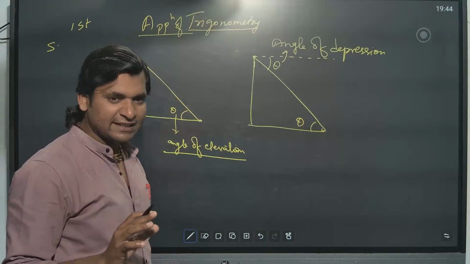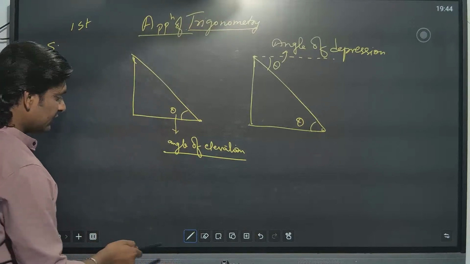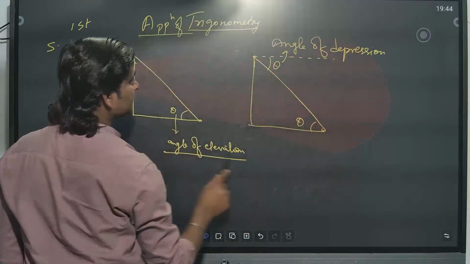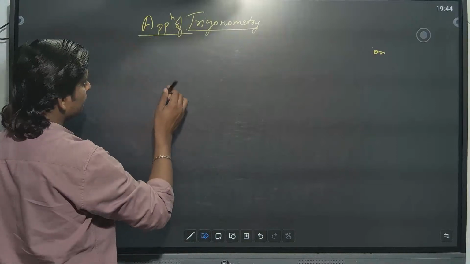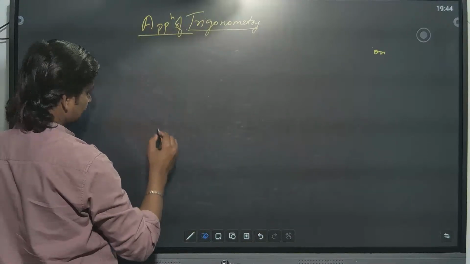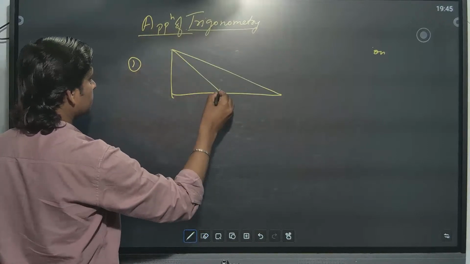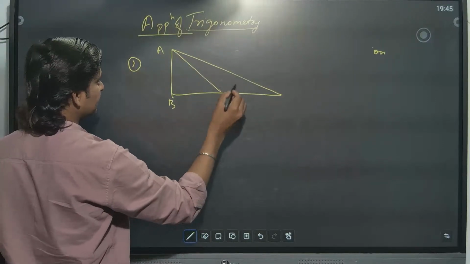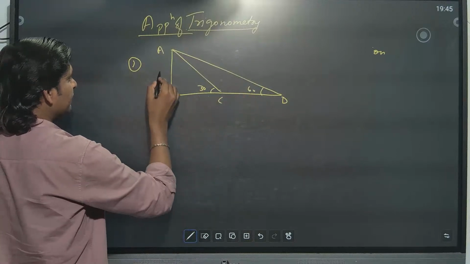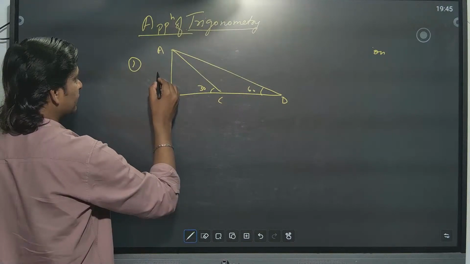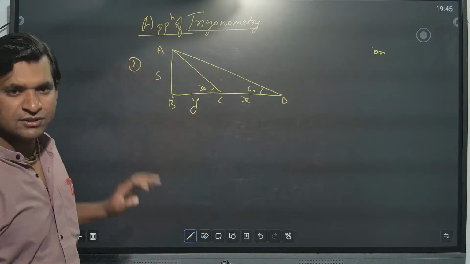So in this, some diagrams are there which you have to identify and make. So see what diagrams we have in this. First diagram, you observe. A, B, C, D. Here they have given 30, here they have given 60. They will give this as 5. They will tell you to find X, find Y. So this is the first question.